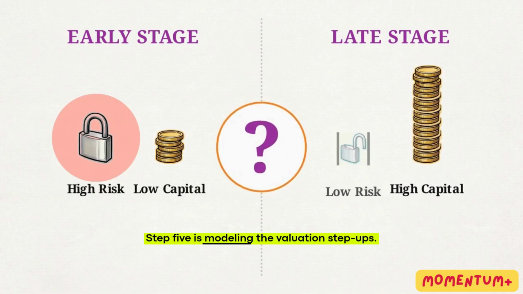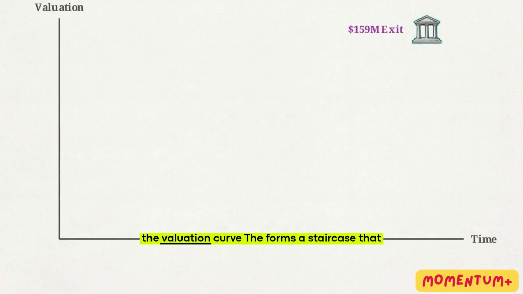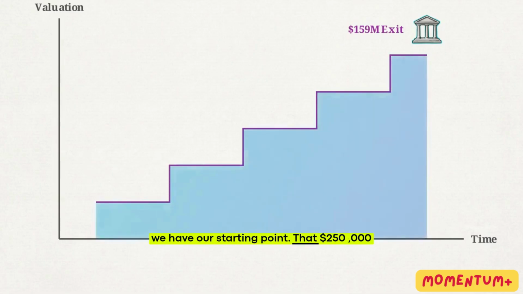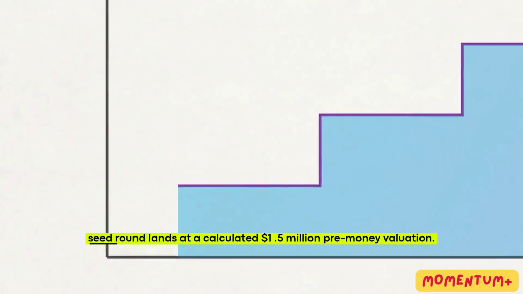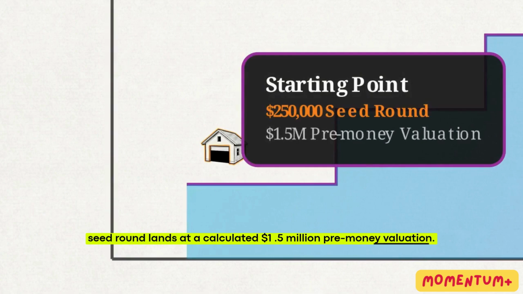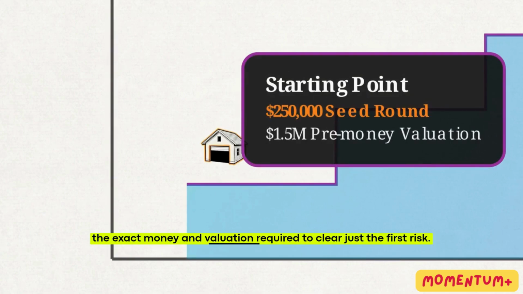Step 5 is modeling the valuation step-ups. Because risk and valuation have an inverse relationship, the valuation forms a staircase that steps downward as we move from right to left. By the time we reach the bottom step, we have our starting point. That $250,000 seed round lands at a calculated $1.5 million pre-money valuation. Working backward isolates the exact money and valuation required to clear just the first risk.